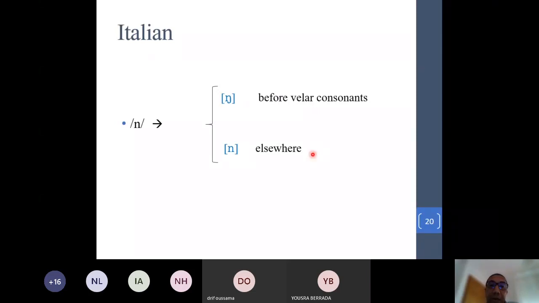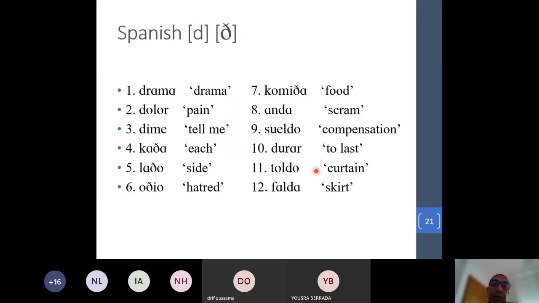Next data is from Spanish. Here we need to determine whether the alveolar d and the interdental fricative, this is a fricative and this is tau, are these two allophones of the same phoneme, or are they separate phonemes? Have a look at the data. Are there any minimal pairs? No minimal pairs.